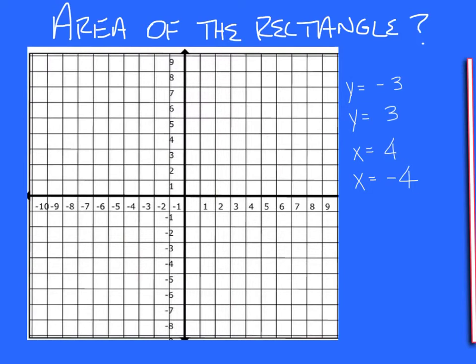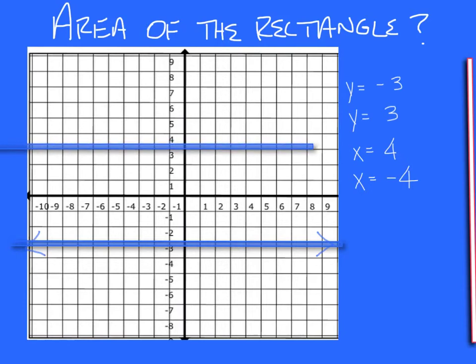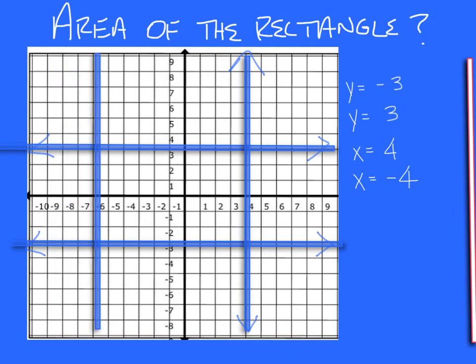For your practice problem, let's graph the first one, y equals negative 3. It's going to be a horizontal line right there, and put the arrows on it. Next up, we're going to have y equals 3. It'll be a horizontal line through there with the arrows. And then x equals 4 is going to be a vertical line. It passes through 4 on the x-axis. And the last one we have to graph is x equals negative 4. And it's also a vertical line through negative 4.